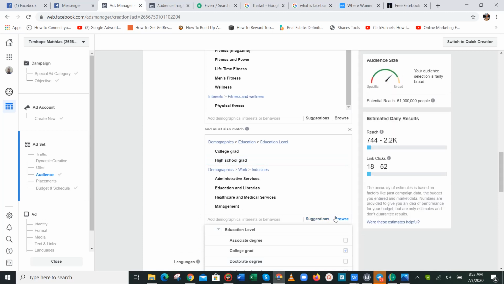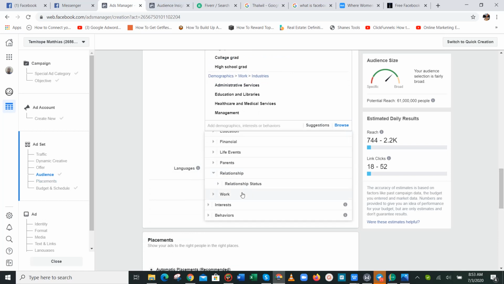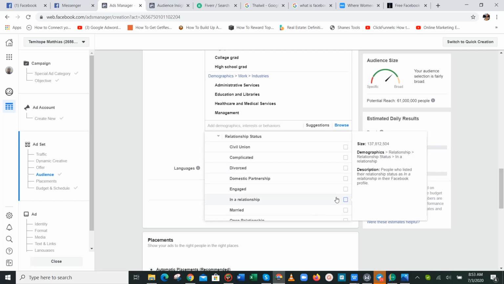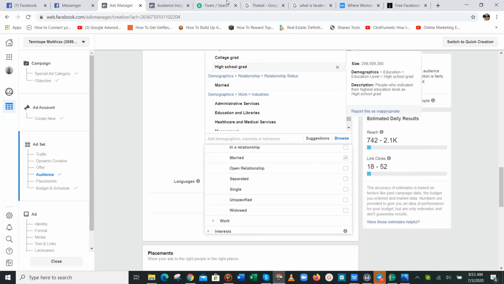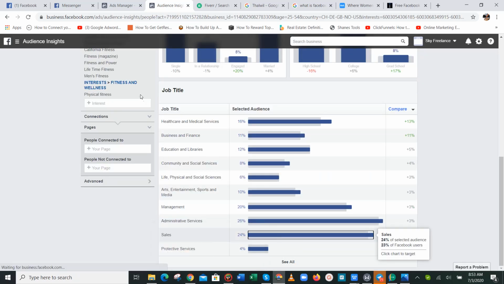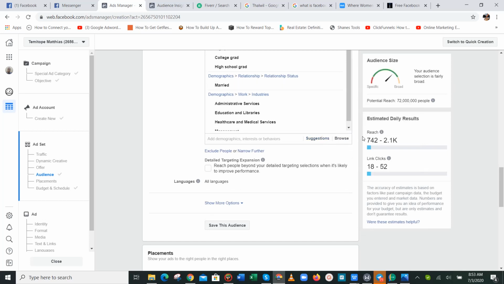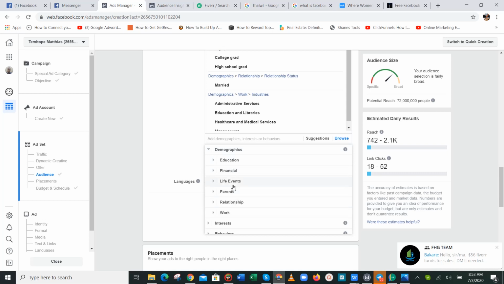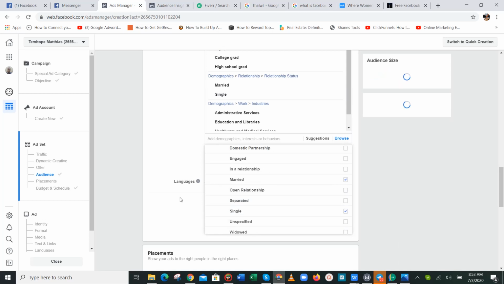Now browse again, demographics, leadership status. Those people who are married, those people who are single and married are the highest in this graph. So we have single and married 52% and 25%, and people in the leadership as well, but you don't need to choose that. Single and married is the highest. Okay, I don't think it chose only married. Let me choose it again. Leadership status, single. So it has chosen both.